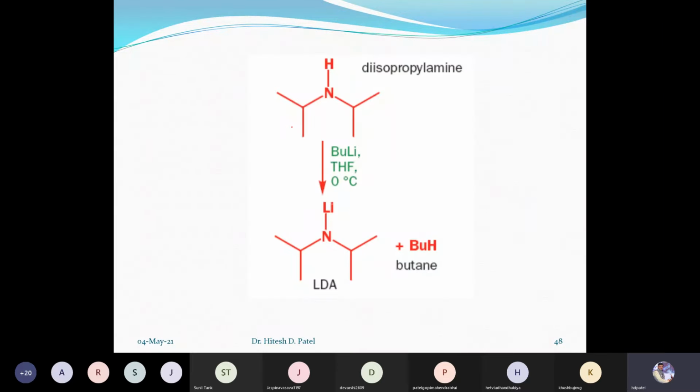How can we prepare LDA? We can prepare LDA from diisopropyl amine. This one is also known as a base. When we treat this diisopropyl amine with butyl lithium, hydrogen will be replaced by Li, and the hydrogen will bind with Bu minus and convert it into BuH, that is butane, and Li will bind over here. So now we have LDA, lithium diisopropyl amine.